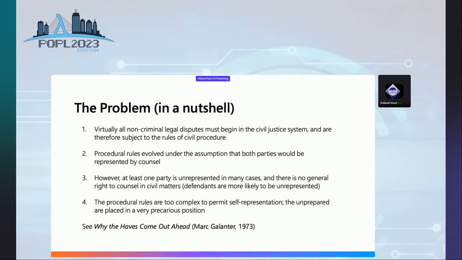So what is the main problem that we're trying to address? We can pretty much sum it up with these points. All non-criminal legal disputes are somewhere in the civil justice system. Civil is the non-criminal part. The procedural rules were created and evolved under the assumption that all of the parties before the court will be represented by counsel. We know that that's not the case. Empirically, there are lots of people that come before federal courts that are not represented by counsel. There is no general right to counsel in civil matters. And the rules are too complex to allow you or anyone else to really represent themselves.